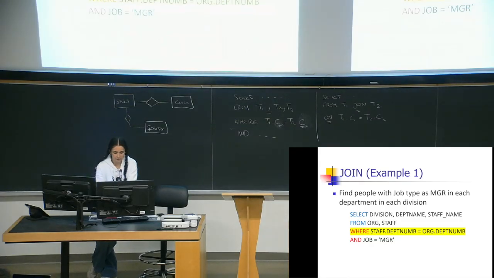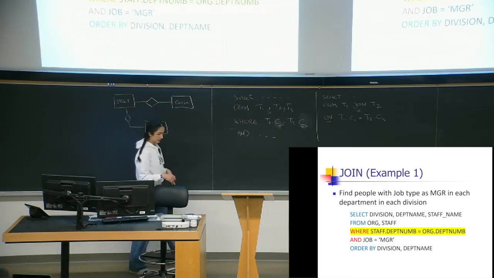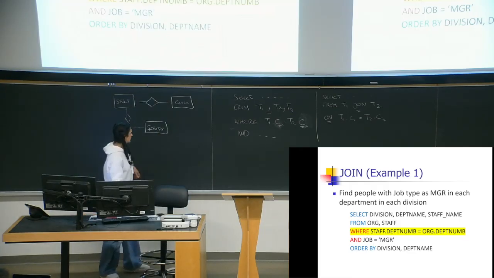So you have to go back to your table. In the staff table, we had a staff ID, a staff name, department number. Let me also show it here so we don't have to go back.